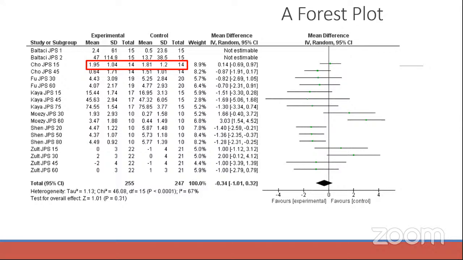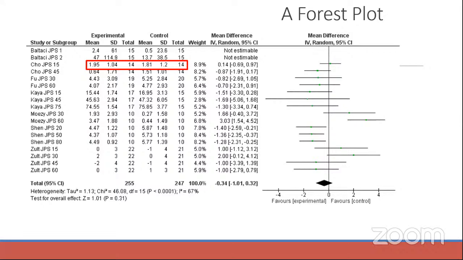I've highlighted in red for one study. Here you need to enter the mean change score from the baseline. Mean change score from the baseline refers to the difference between pre versus post intervention scores, and also include the standard deviation and number of participants in each group.